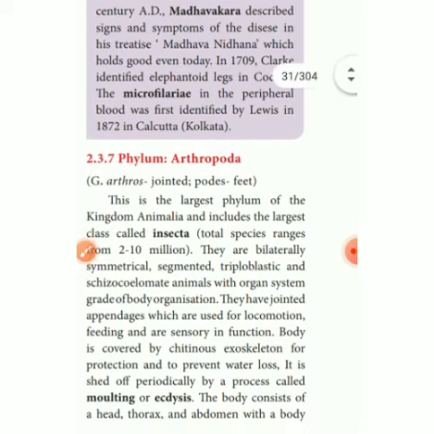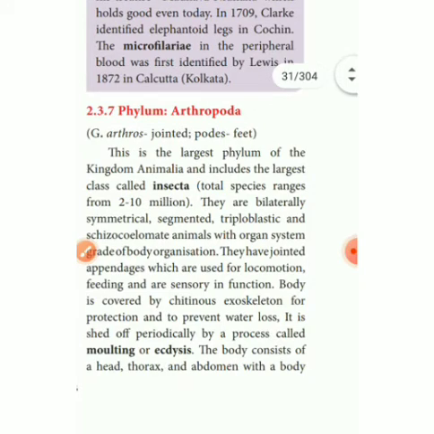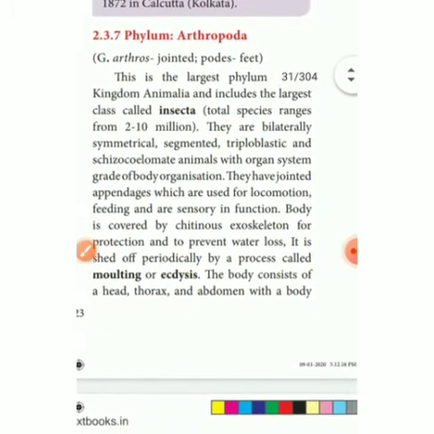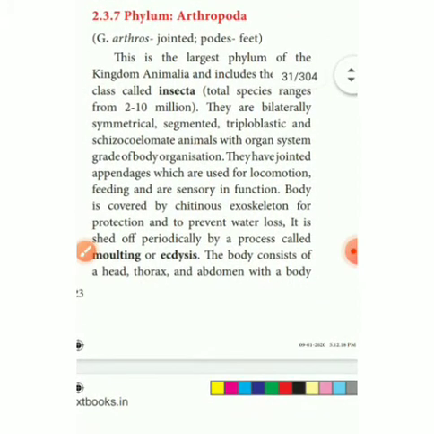They are bilateral in nature, segmented, triploblastic schizocoelomate animals with organ system level of body organization. They have jointed appendages used for locomotion, feeding and sensory functions. The body is covered by a chitinous exoskeleton, which protects and prevents water loss.